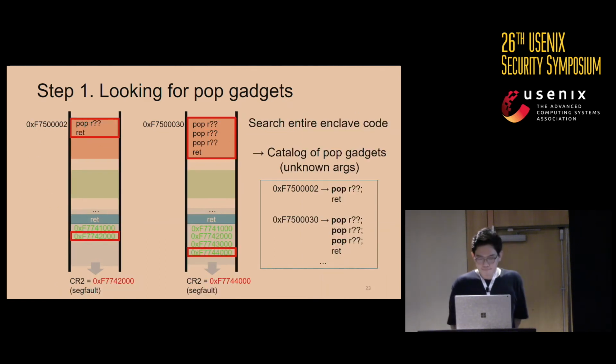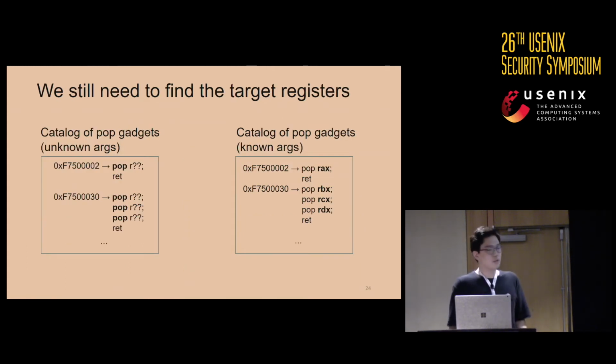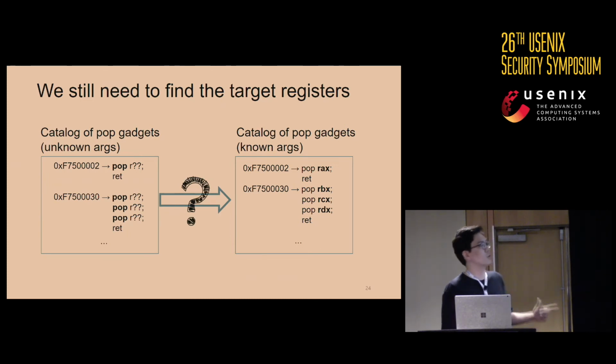So, relying on these techniques, we can search the entire enclave address space by increasing the probing address one by one. As a result, we can have a catalog of pop gadgets that shows the address and the number of pop instructions that address has. However, we still need to find a target register. It means that we need information about which gadget manipulates which register in which order.